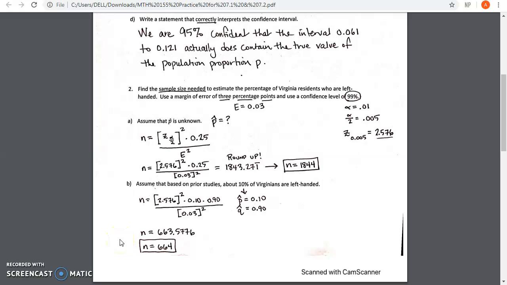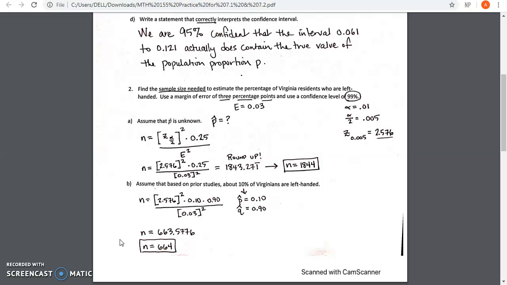Hey guys, this is practice for 7-1. It's problem number 2. This one's not actually calculating a point estimate or a confidence interval. It is asking you to find the sample size that you would need.